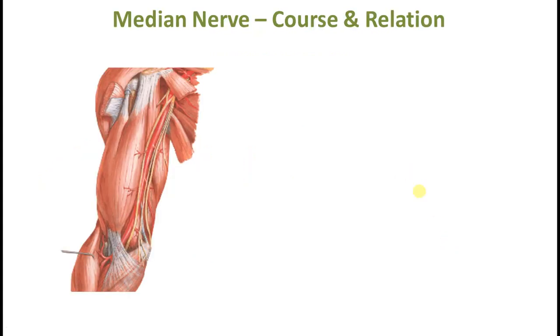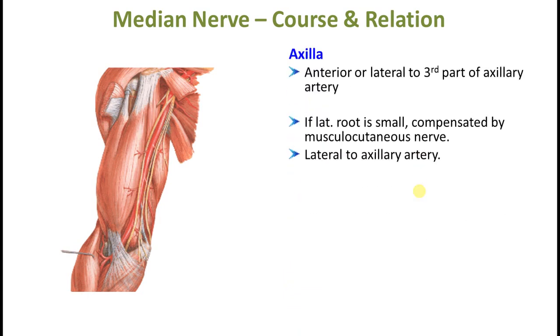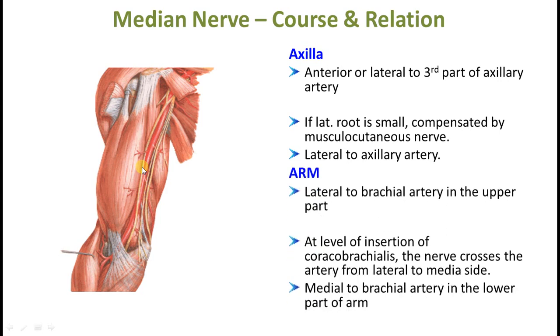So, coming to the course of the median nerve, we will start from the axilla. It is present in front of the third part of the axillary artery, then it is present lateral to the axillary artery in the upper part of the arm. Then when the axillary artery continues down as the brachial artery beyond the lower border of the teres major, in the arm also to some extent it is present lateral to the brachial artery. Okay.